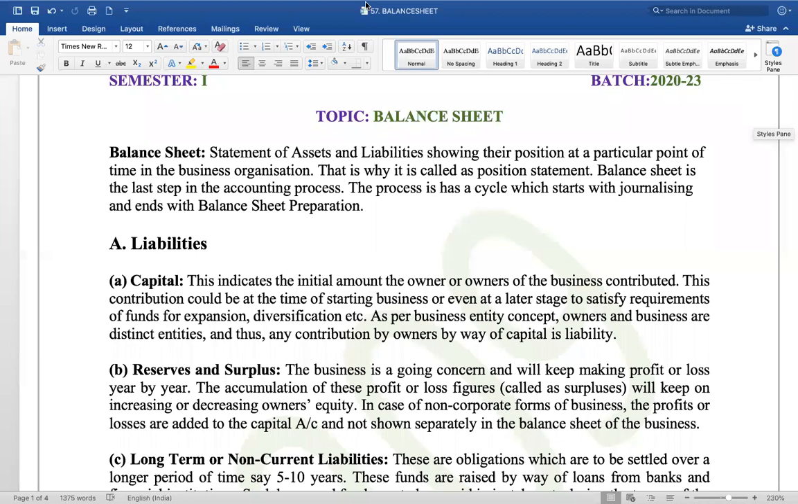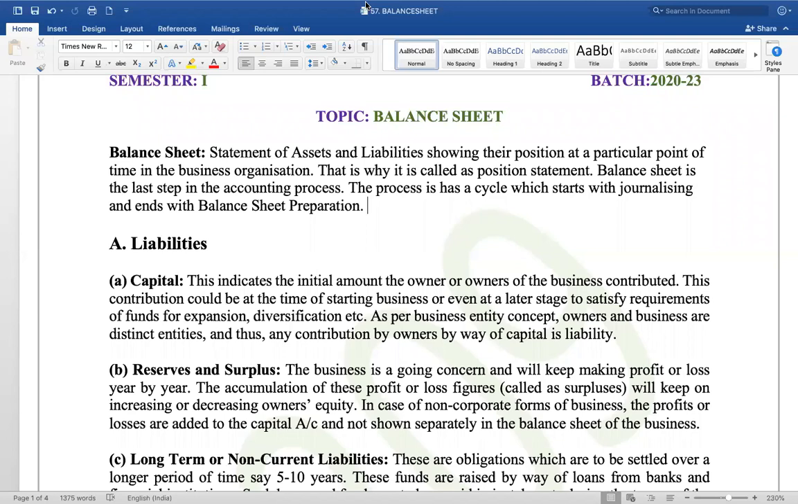Today, we'll talk about the balance sheet. What is a balance sheet? It is the statement of financial position. What position does it disclose? It displays the position of assets and liabilities of a business organization as on a given date, or at a particular point of time.